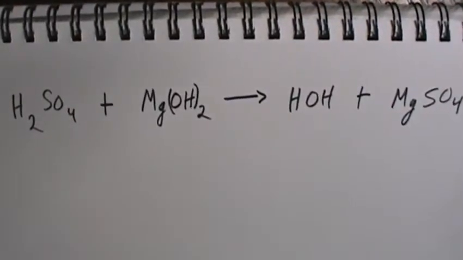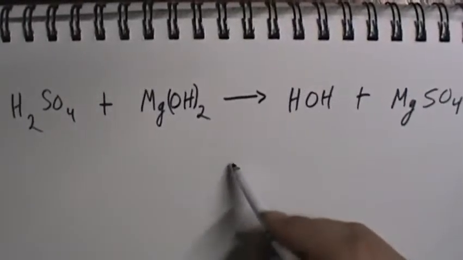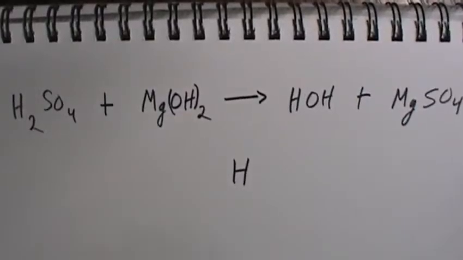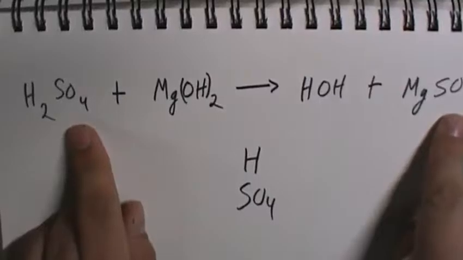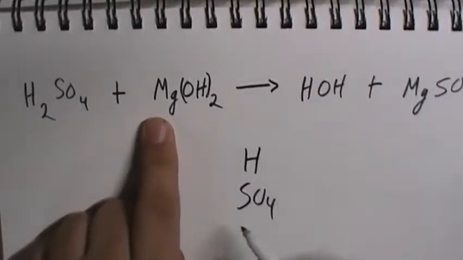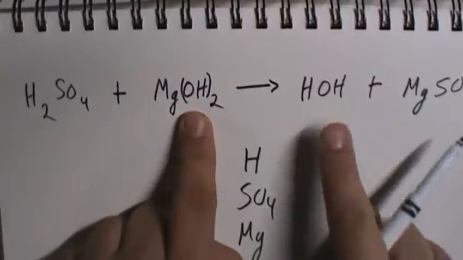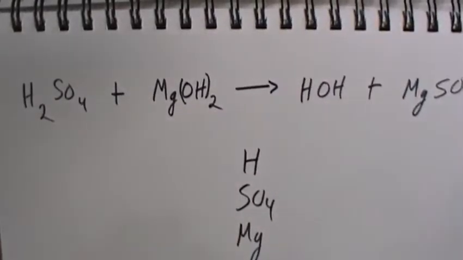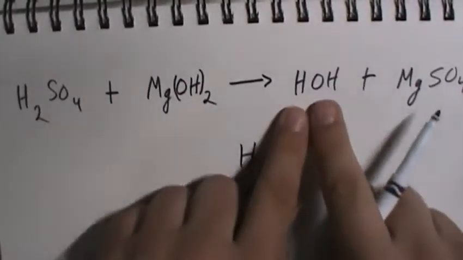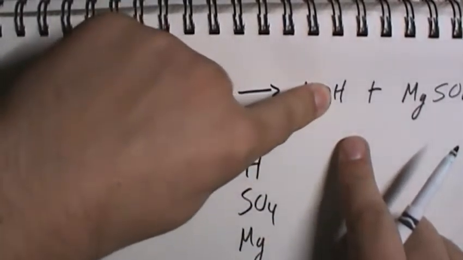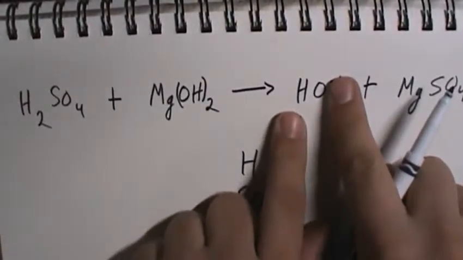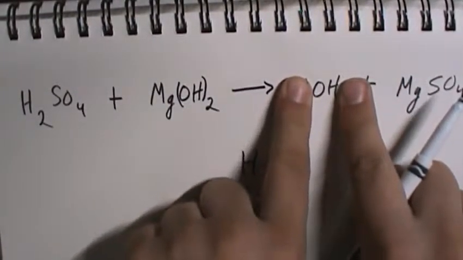I'll do it by the same inspection method here, where I'm going to write down the symbols for everything. So we have hydrogen going into the reaction. We have sulfate on both sides, so I'm going to write SO4. We have magnesium, and we also have hydroxides on both sides. Which means when we're counting hydrogens, let's make sure not to count this hydrogen as hydrogen, and instead it will just be hydroxide.